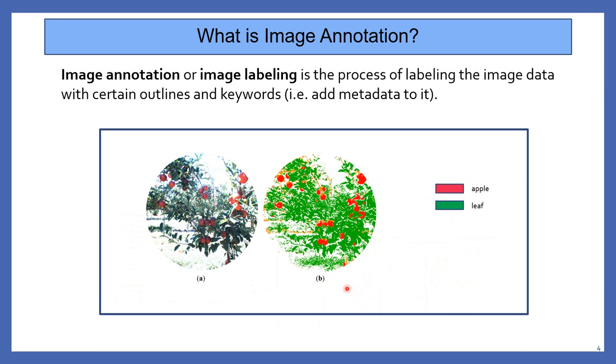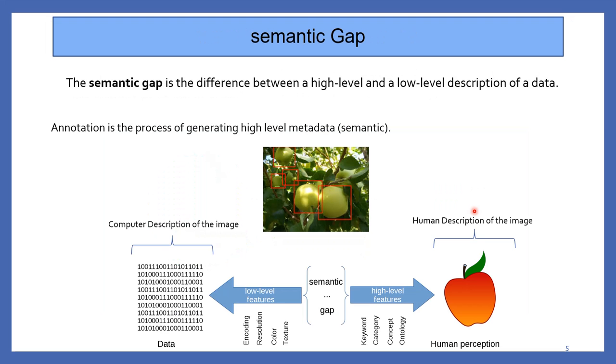But what is image annotation? Image annotation is the process of labeling the image with certain outlines and keywords. We can also define annotation as a process of generating high-level metadata. Humans are very good at abstraction by using natural language.